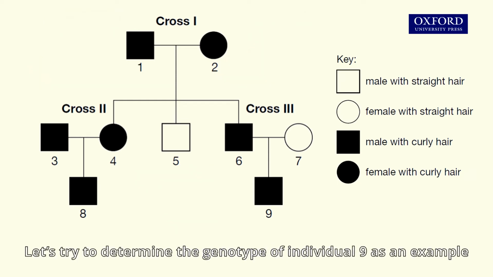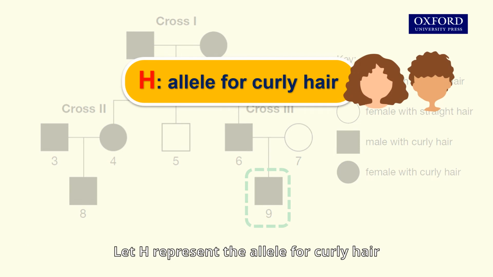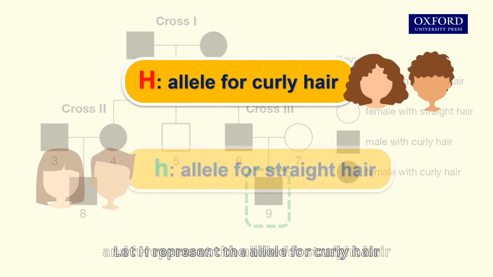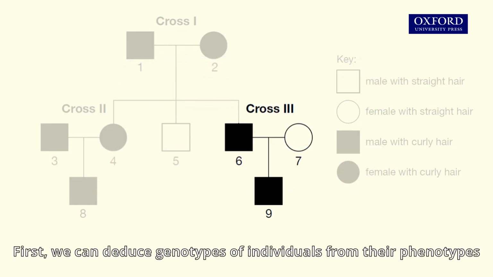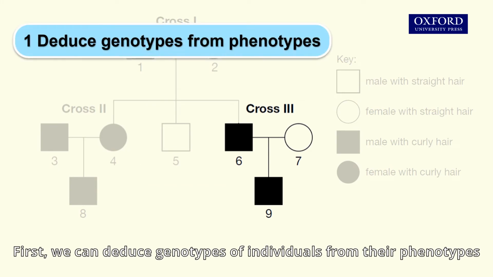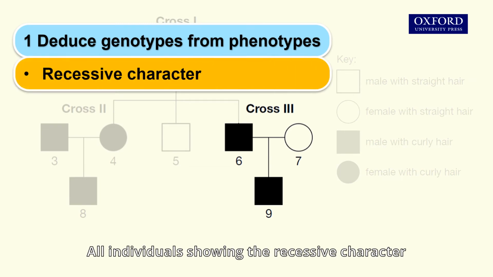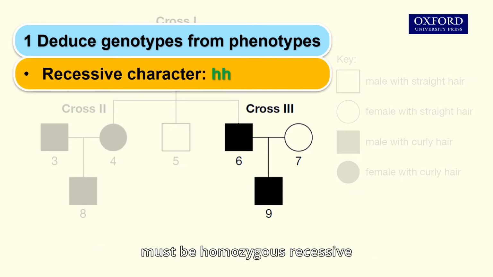Let's try to determine the genotype of individual 9 as an example. Let capital letter H represent the allele for curly hair, and small letter h represent the allele for straight hair. First, we can deduce genotypes of individuals from their phenotypes. All individuals showing the recessive character must be homozygous recessive.